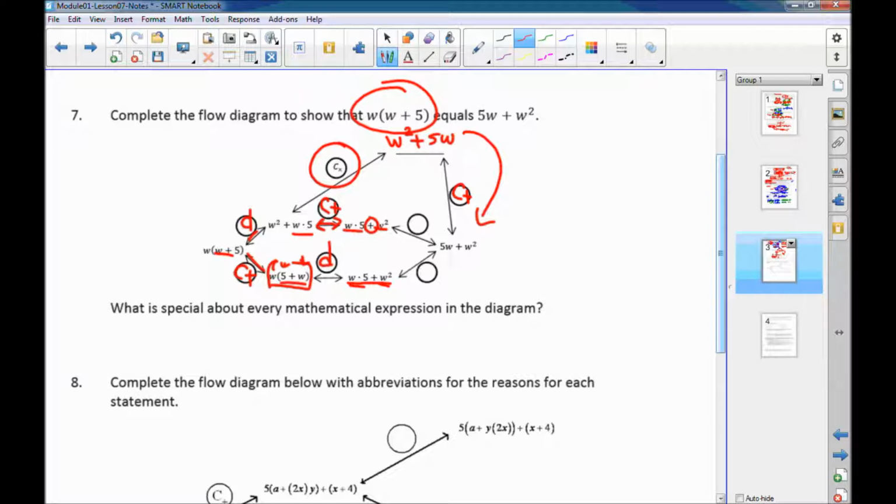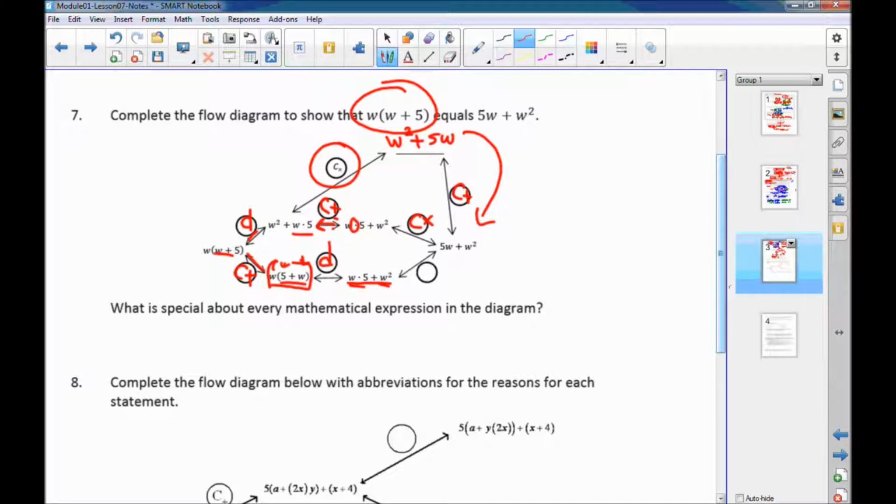Okay. And then let's move down to this circle here in the middle. So we went from W times 5 plus W squared to 5W plus W squared. So once again, order changed. The 5 went to the front, the W went to the back. So that's the commutative property, but this time we're changing around a times, so this is commutative property for multiply. They did X for multiply, so I'll do the same on this problem.